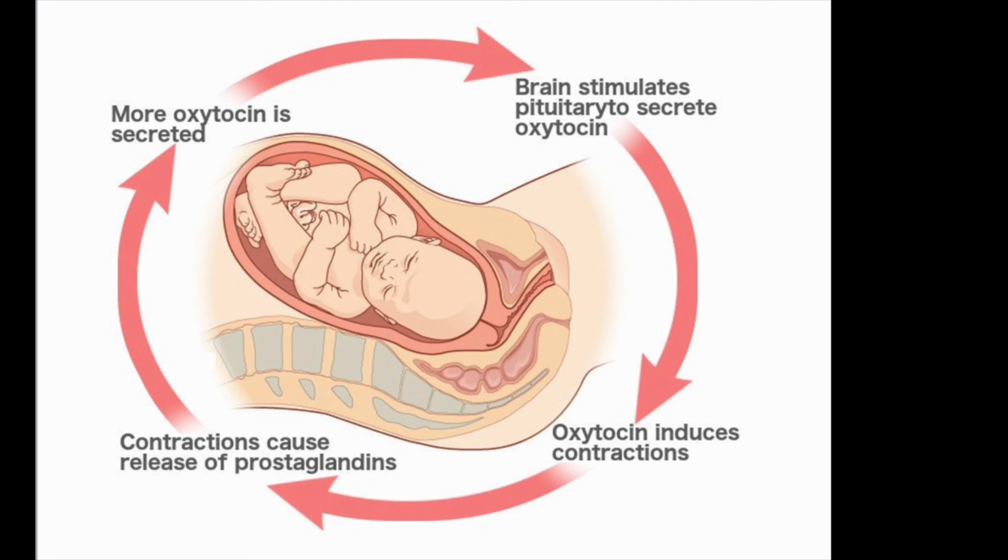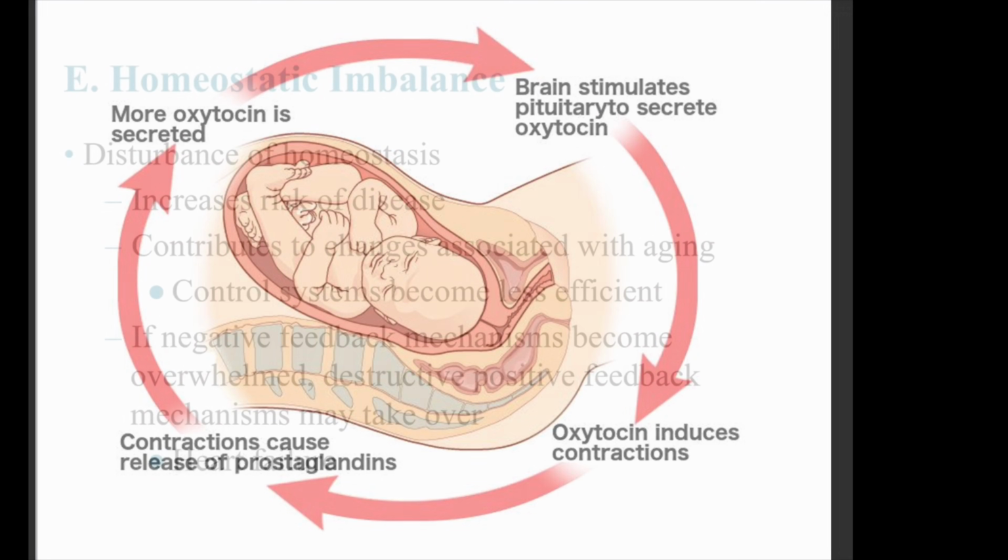This causes even greater stretching of the cervix. The cycle of stretching, oxytocin release, and increasingly more forceful contractions stops only when the baby is born. At this point, the stretching of the cervix stops, and this will end the release of oxytocin.